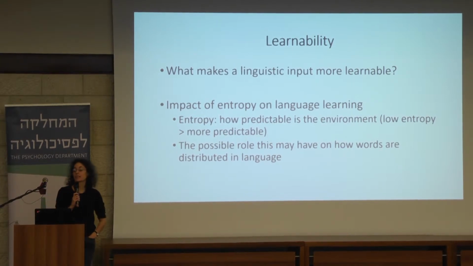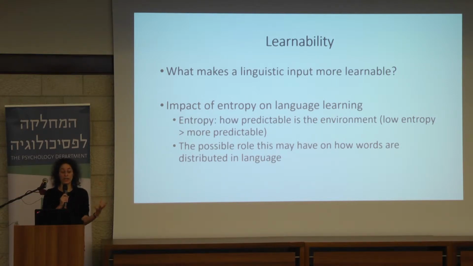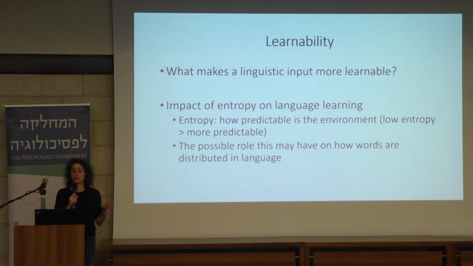In this project, we're interested in the question of learnability. What makes a linguistic input more learnable? And in particular, the impact of entropy on language learning. Now, what is entropy? Very coarsely defined, it's a measure of how predictable the environment is. Environments that have lower entropy are more predictable. We're interested in whether lower entropy is beneficial for language learning, and whether it may actually impact or shape over time how words are distributed in language overall.